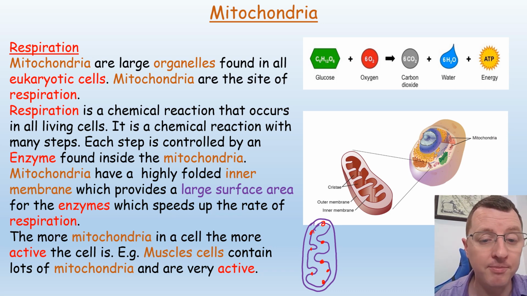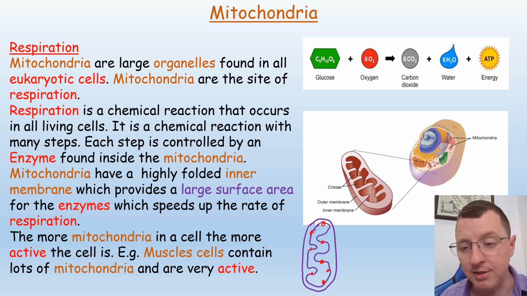Now the more mitochondria there are in a cell, the more active that cell is, because the more energy it can release, because the more respiration it can carry out. For example, muscle cells contain a lot of mitochondria and they are incredibly active. The midsection of a sperm cell also contains a large number of mitochondria and can carry out a large amount of respiration and release the energy that the sperm cell needs in order to swim.